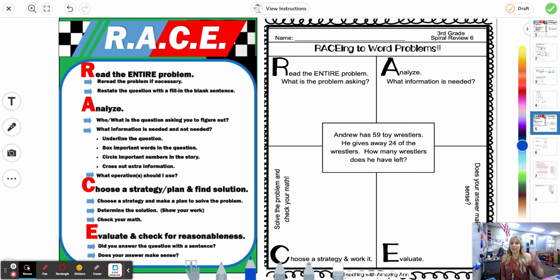Page 5 is where we started day 2 of this assignment. You'll see another race word problem. Andrew has 59 toy wrestlers. He gives away 24 of them. How many wrestlers does he have left? Use your race strategy to find the answer.